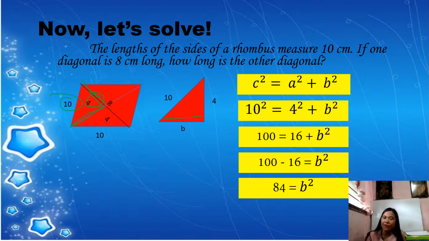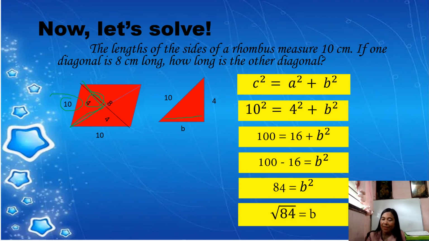Yes, it's 84. Now, since it is b squared, you need to get the square root of 84 to solve for b. And the square root of 84 is, I think this one is divisible by 4. So we have 4 times 21. And the square root of 4 is 2. So the final value for b is 2 square root of 21.